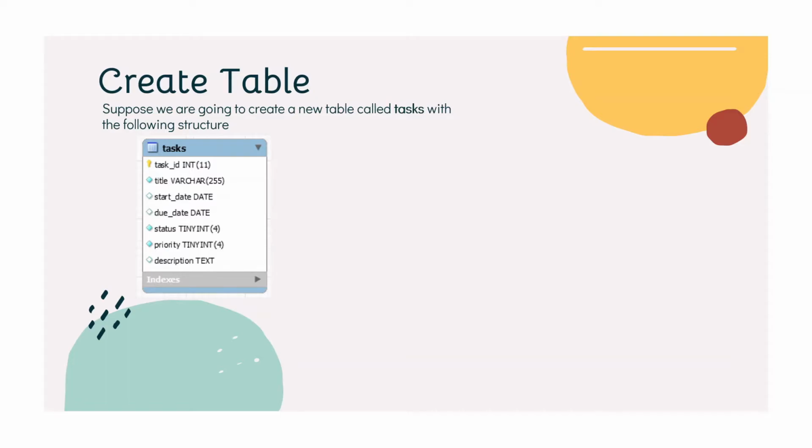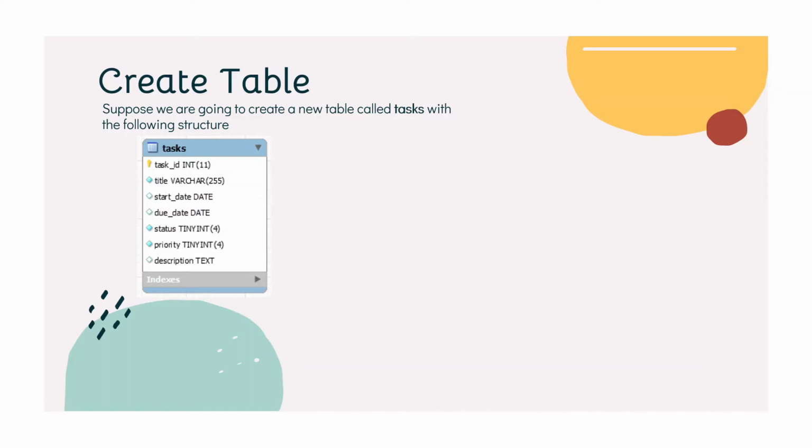Then to set a column or a set of columns as the primary key, we can use the following syntax: primary key and then the column that we want to set as primary key. Okay, then the following statement shows you how to create a new table. Suppose we are going to create a new table called tasks with the following structure. You can see that the tasks table contains task ID, title, start date, due date, status, priority, and description with specific data type and maximum length.